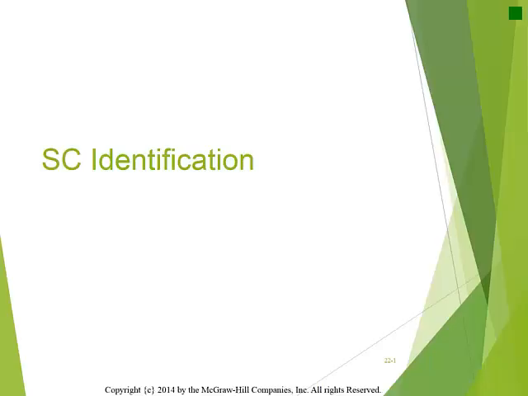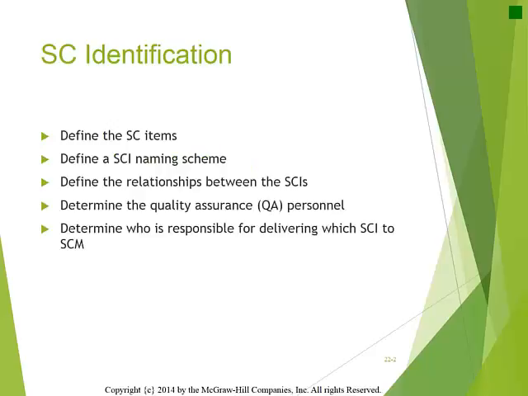This lecture covers software configuration item identification. During the software lifecycle, several deliverables are produced at each stage. Deliverables include several documents, source code, executables, test plans, test cases, user documentation, and standards and procedures.